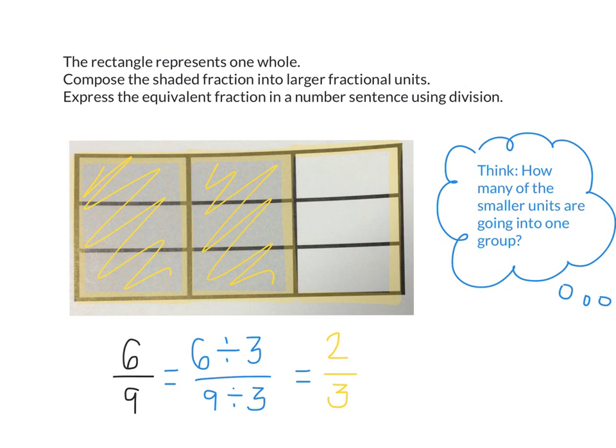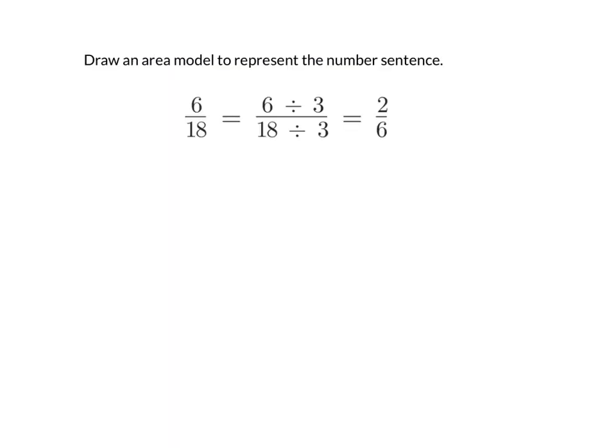Make sense? Good. So this time we're given the answer and we have to draw the pictures to represent it. So go ahead and take some time to copy down. We're starting with 6/18, and I see that I'm doing some division in the middle to end up with 2/6. So the number sentence tells me that 6/18 is equivalent to 2/6. Okay, so we know that we're going to first have to draw 6/18.